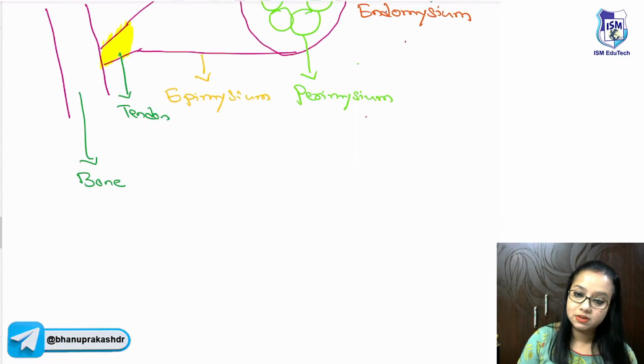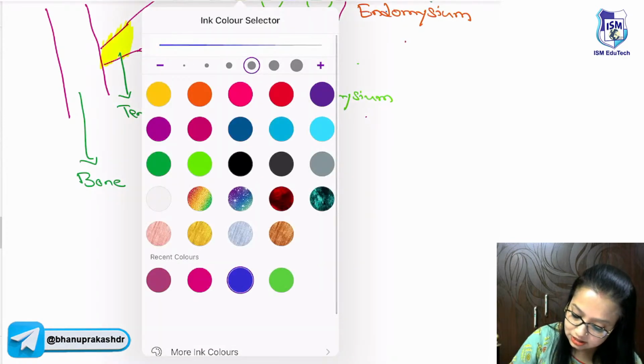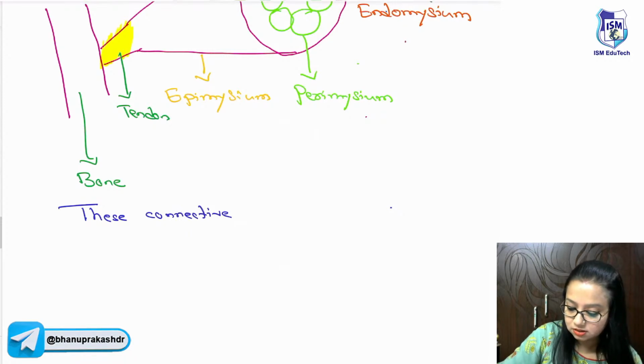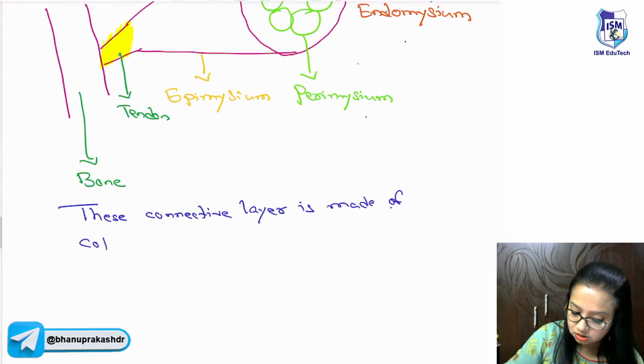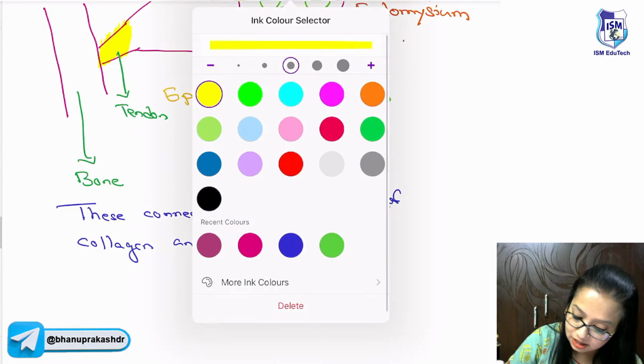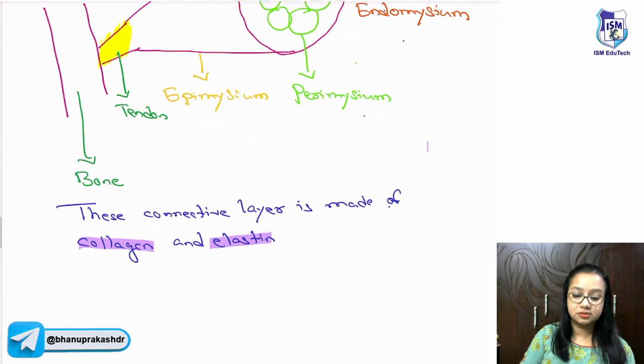Now all this perimysium, epimysium and endomysium, they are connective tissues, and these connective layers are made of collagen and a protein, that is elastin. Okay, this is what they are made of, collagen and elastin.